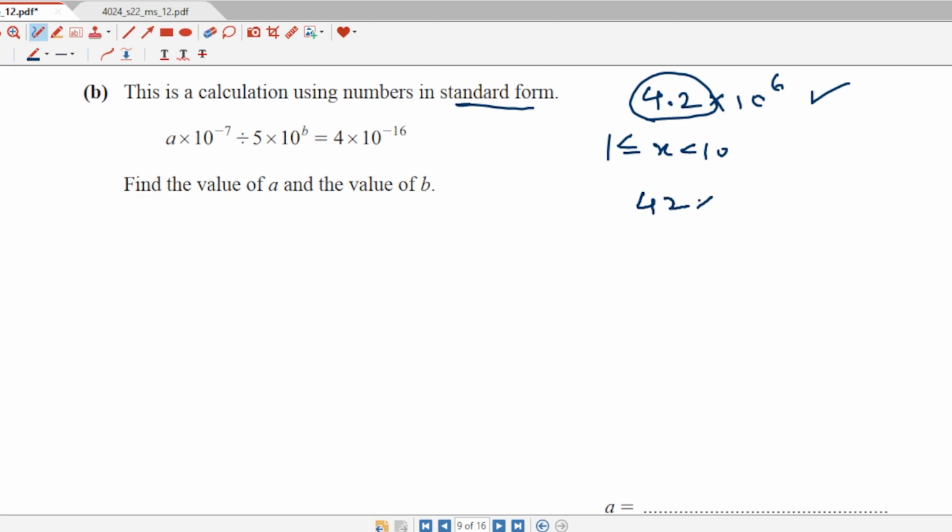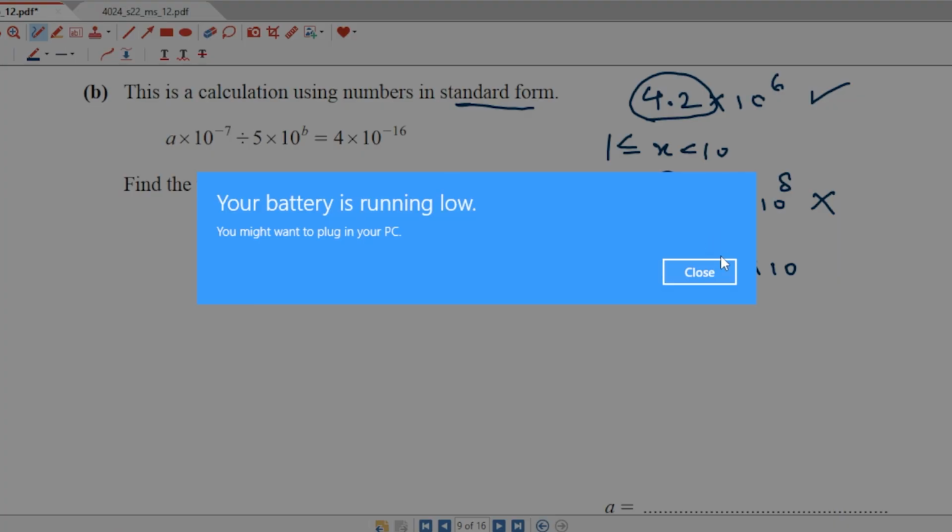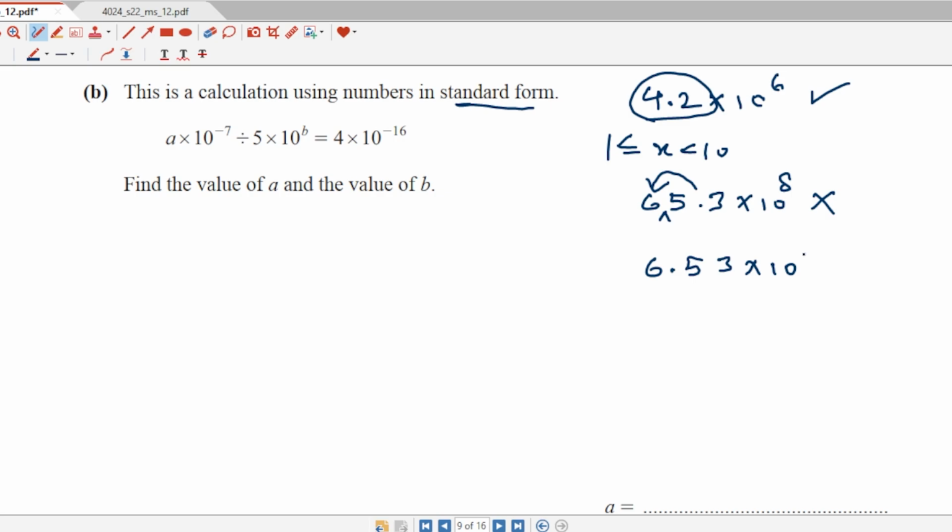If there is a number like 42 multiplied by 10 power, I can take another number, 65.3 multiplied by 10 power 8. This is not standard form. For standard form, we need to place the decimal between 5 and 6. This can be converted into standard form, 6.53 multiplied by 10 power 9. This number is being decreased and the power should be increased. There is an inverse relation between these two values. The number was 65; after moving the decimal to the left, the number is decreased, so the power must be increased by 1.